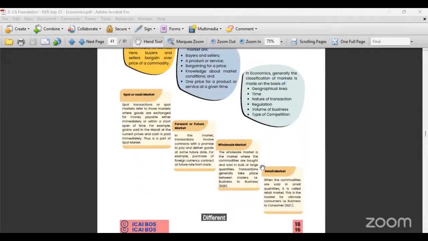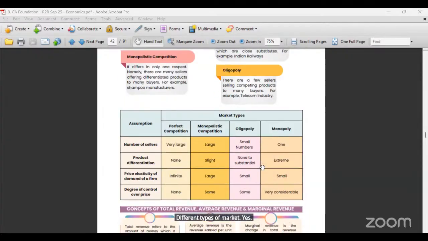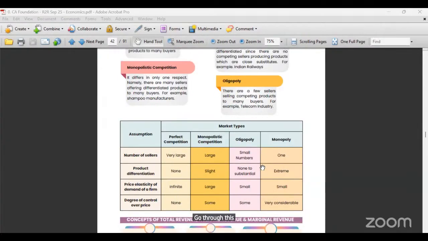Different types of market. Yes, I want you to go through this quickly because it talks about the entire different types of market and their features. If you have any doubt, please let me know.